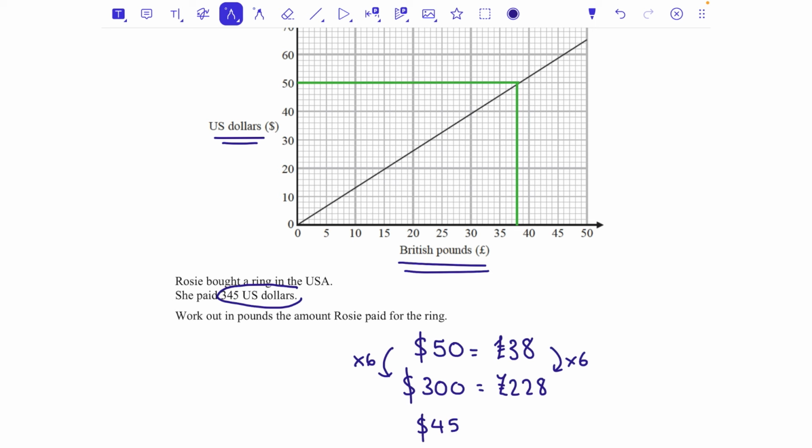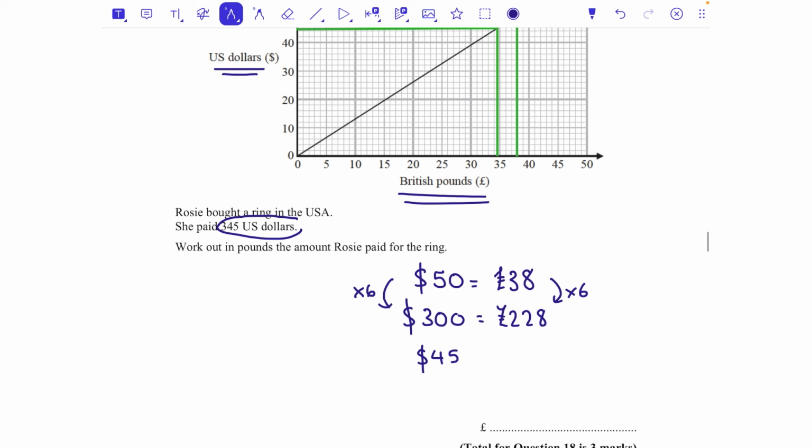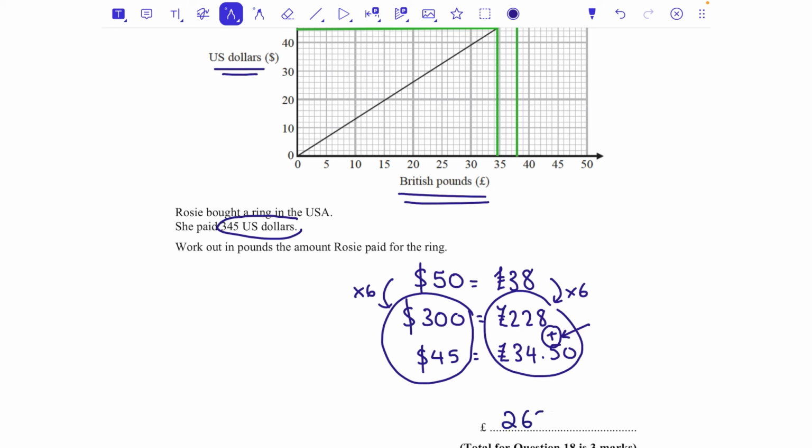So $45, if we go across, it's going to be in the middle of that square there. Hit the graph and go down. And let's say that's, it's just below, it's between 34 and 35, but let's just go for £34.50. Let's go in the middle. So then if I want $345, I just want those two added together. So I'm going to add these two things together, 228, add £34.50. And for that, I get £262.50. So that's my answer.